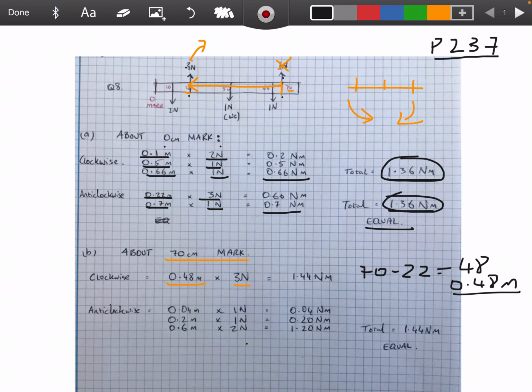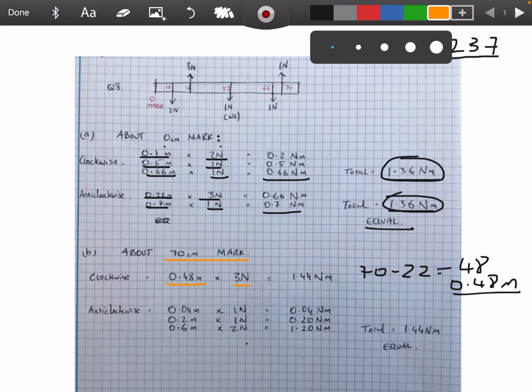So it's all to do with the position of the fulcrum, and we have to keep in mind what that one is. So I know that that's my clockwise one now, and I've got 0.48 metres away from the fulcrum, and it's a 3 Newton weight. I multiply them together. The other 3 in this case are all pointing downwards. They're the anti-clockwise ones, 1, 2, 3.